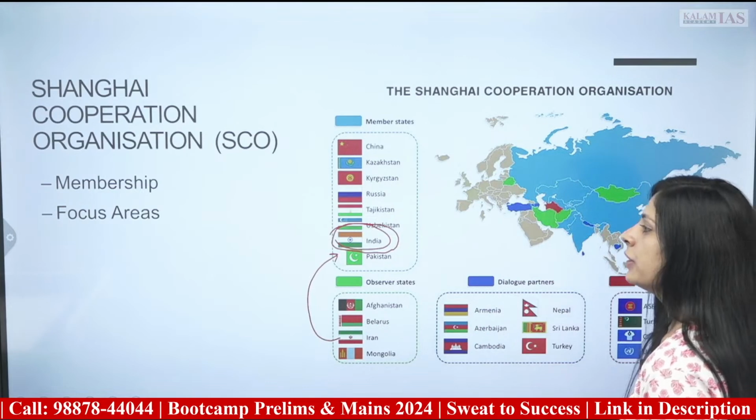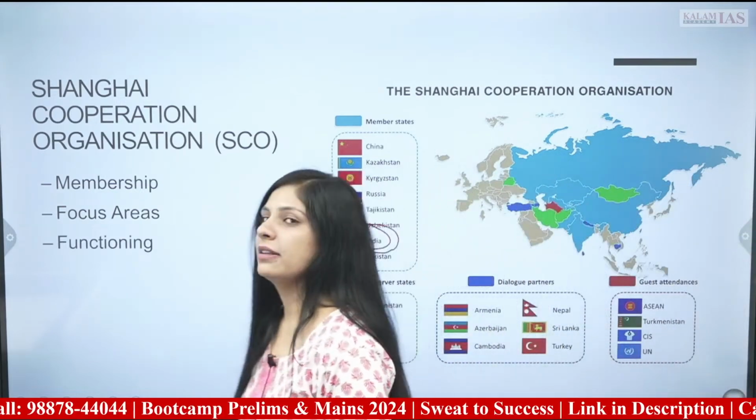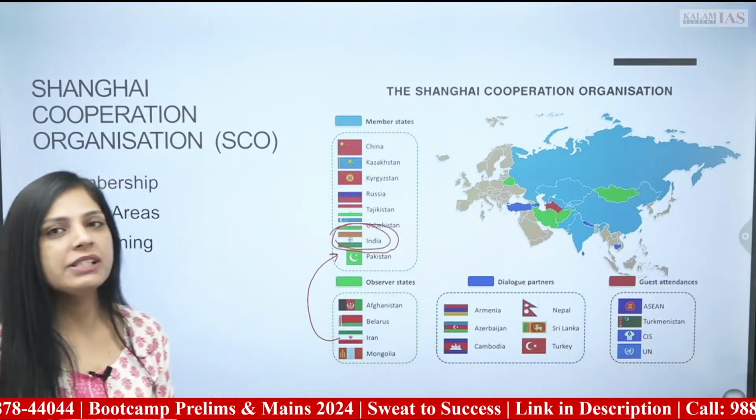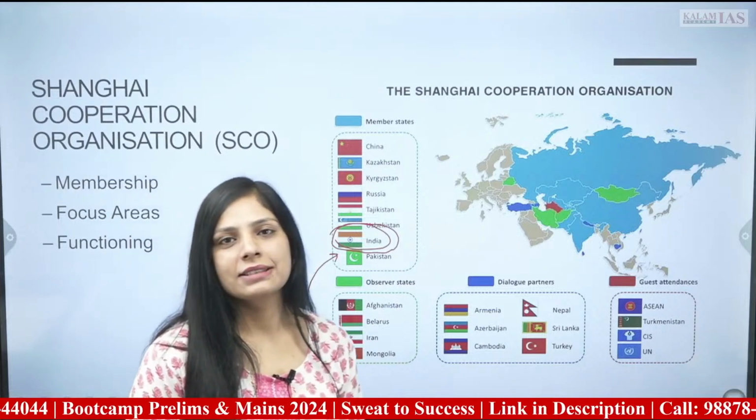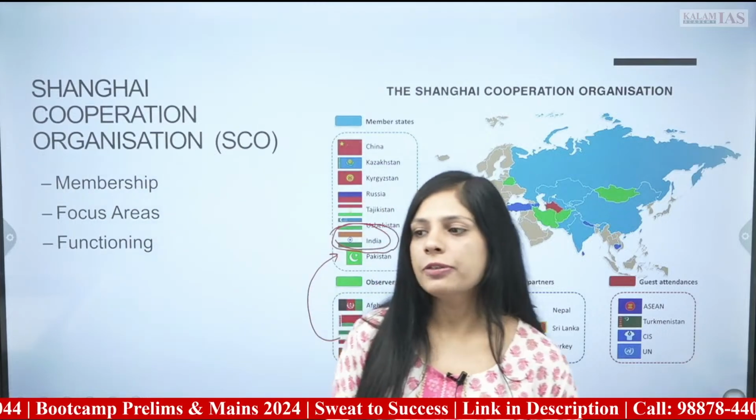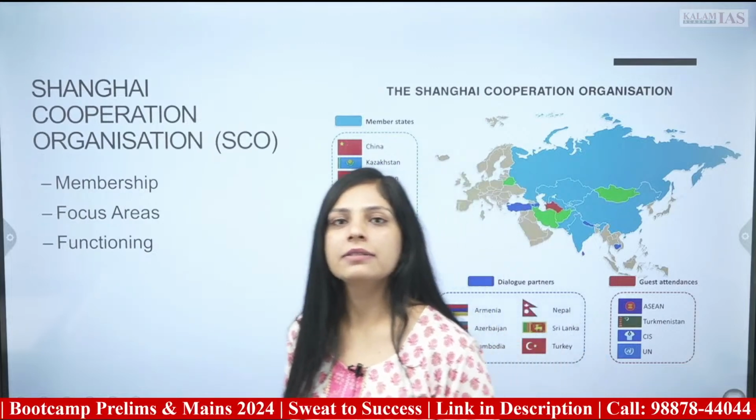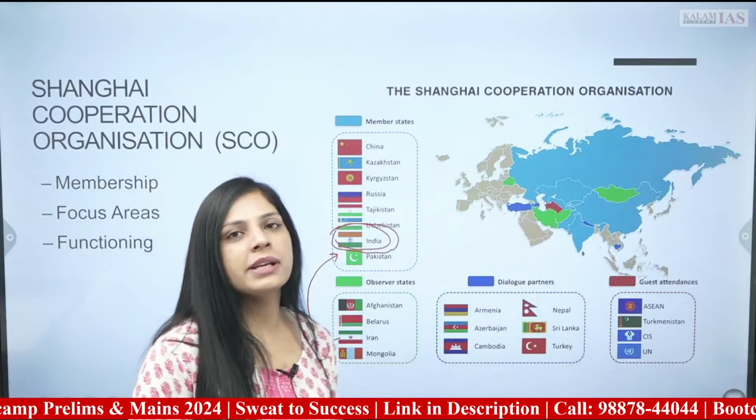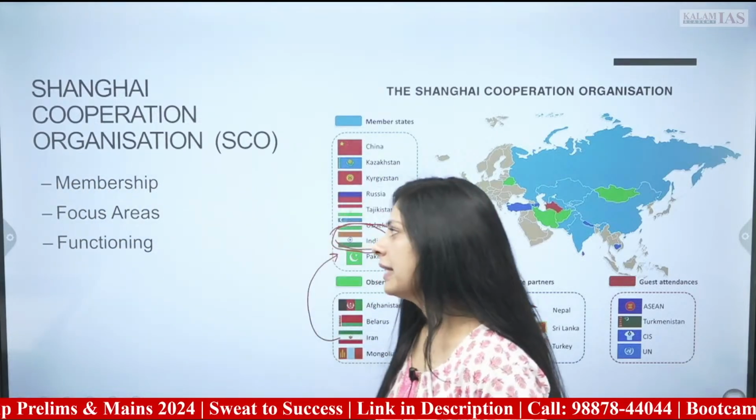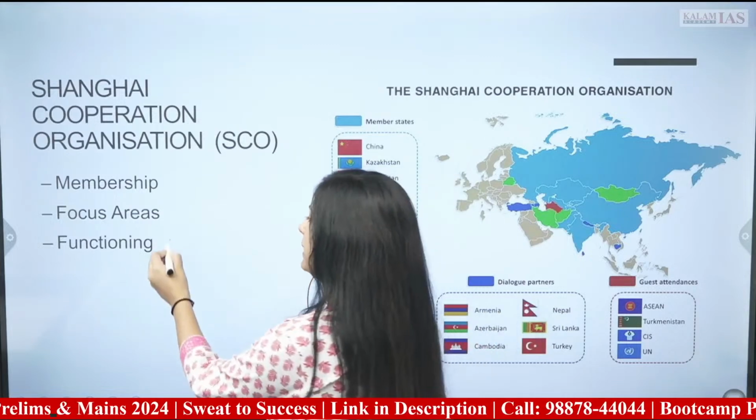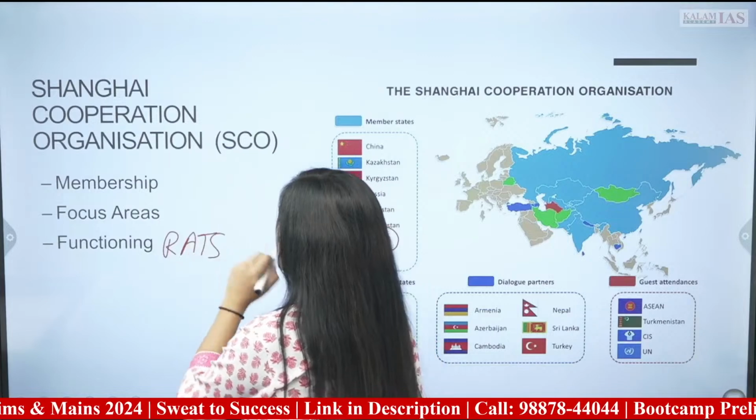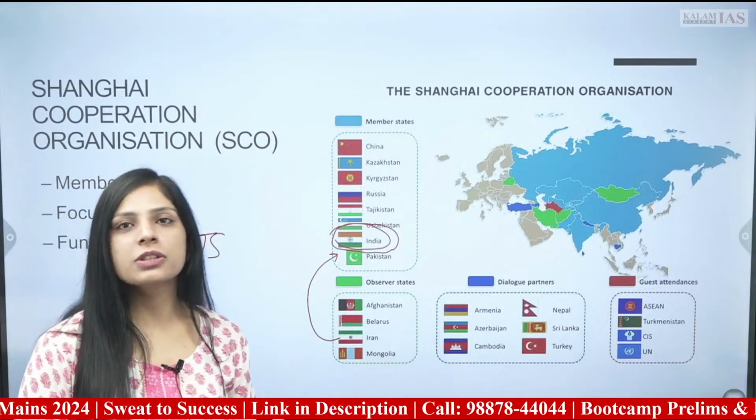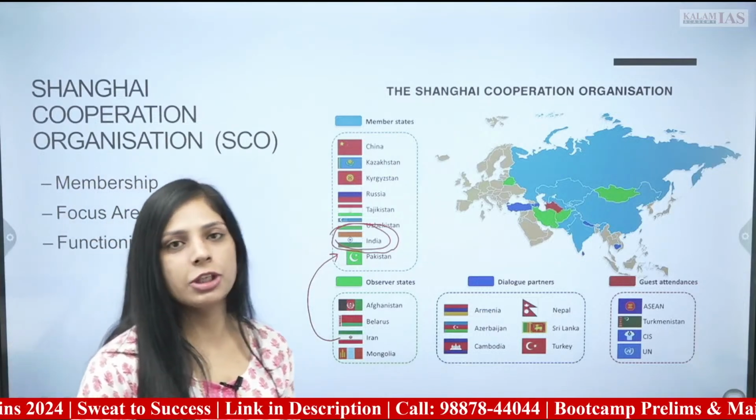So focus areas should be known. Apart from it, functioning, what are the organizational structures? For example, G20, we have 2 tracks, the Sherpa track and the finance track. So you would know that, okay, track 2 diplomacy would be there, right? In SCO, you know that 2 permanent bodies are there, the RATS organization, I can say, Regional Anti-Terrorism Squad, right? So you know that the focus would be there on terrorism, on security.